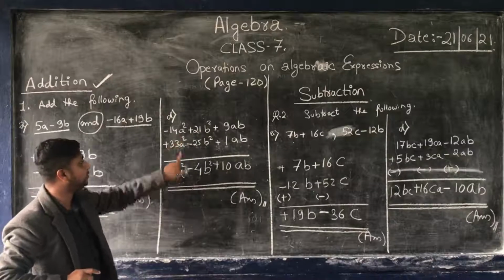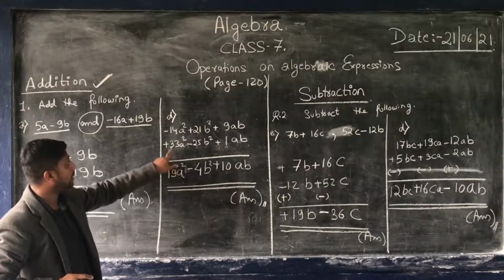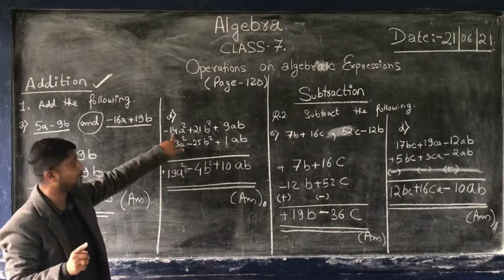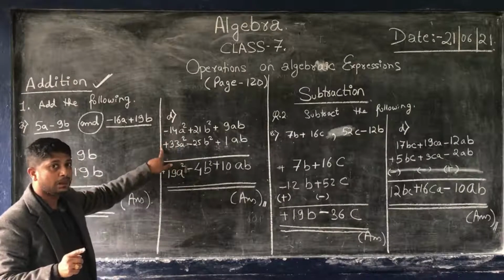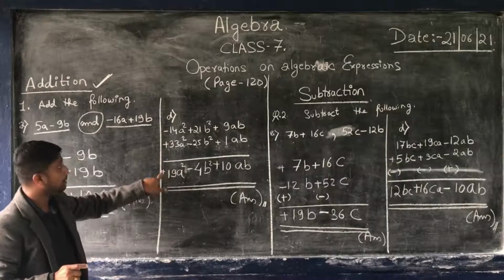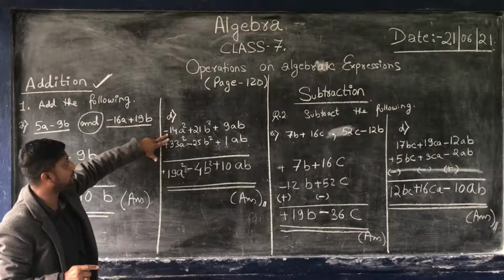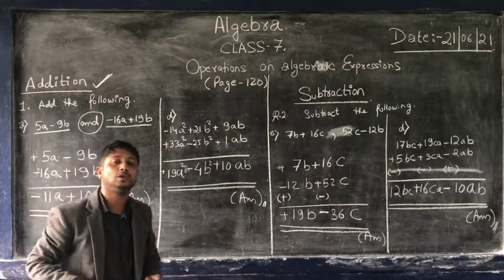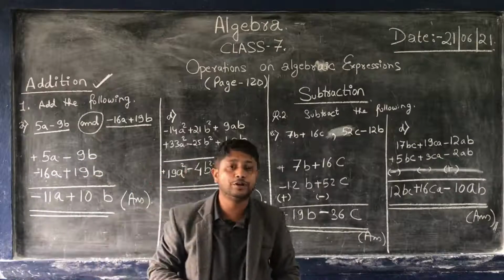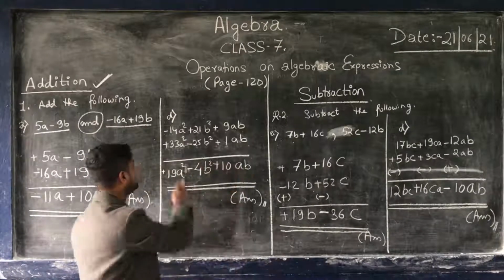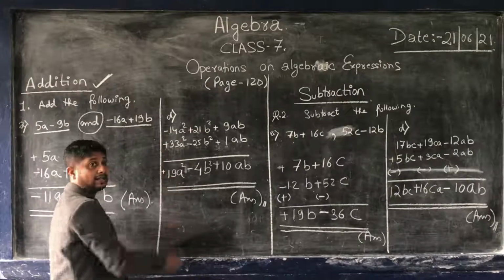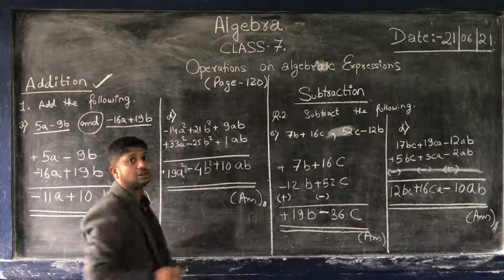Similarly, a square is a square. 33 is a greater number than 14. So 33 symbol is plus, so I put a plus here. But again, whenever we have got two numbers with different symbols, what are you going to do? You are going to subtract it. So 33 minus 14 is 19. This is the solution of D.